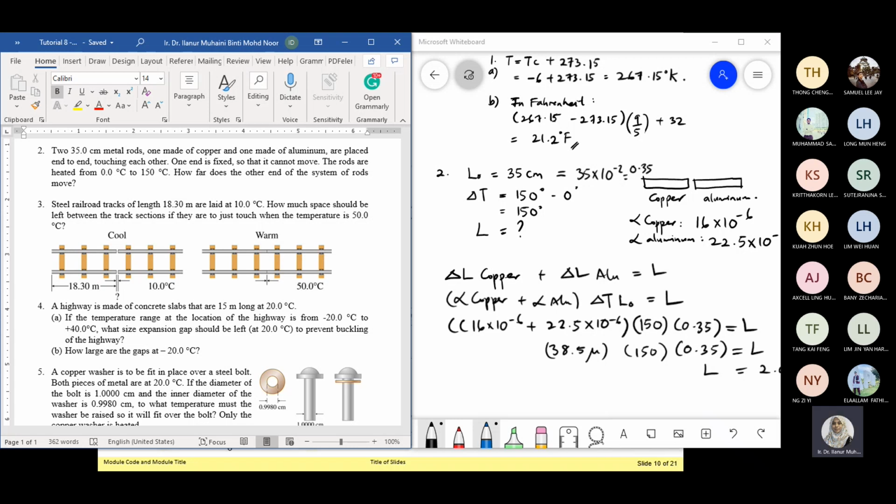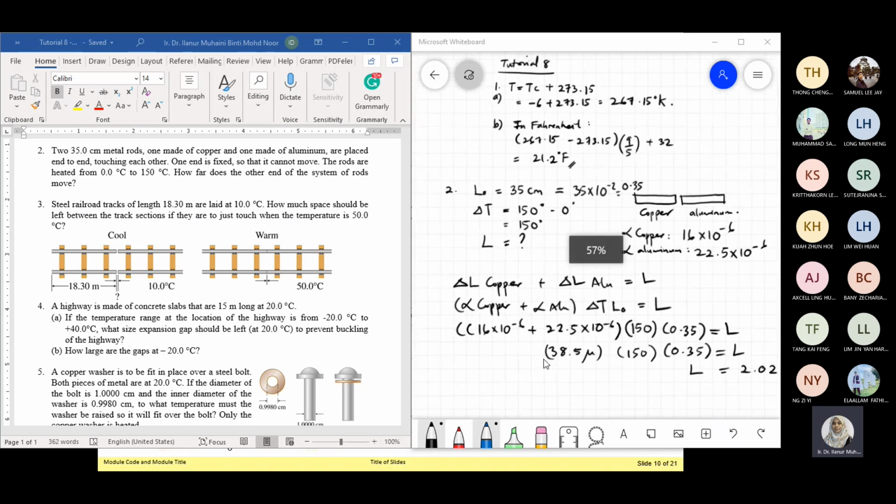Okay, try to do number 3. The concept of number 3 is the same as number 2, which I already showed you just now. Number 3 is simpler. So first you need to take the points which are given. The points given are 50 degrees Celsius and 10. From there you can find the change of T.